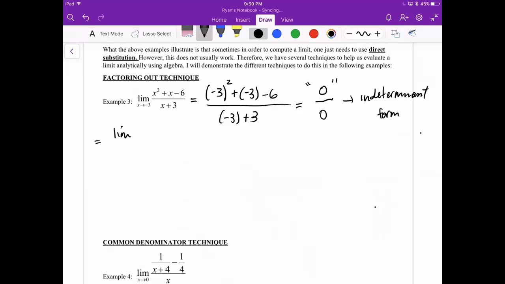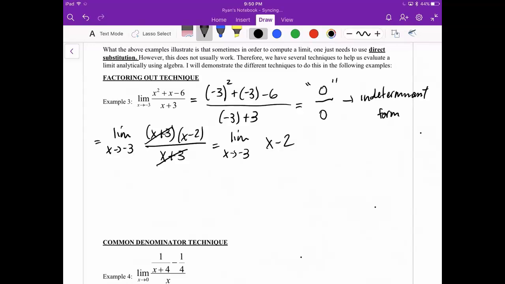Okay, so the original problem is going to equal the limit as x approaches -3. If I factor the numerator, I need factors of -6 that add to 1. So that would be x plus 3 and x minus 2. Now it's nice that it factors that way, because now what you should notice is that the x plus 3 and the x plus 3 are going to cancel. And so this problem is now equal to the limit as x approaches -3 of x minus 2.